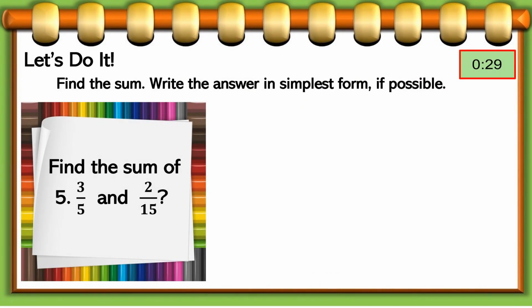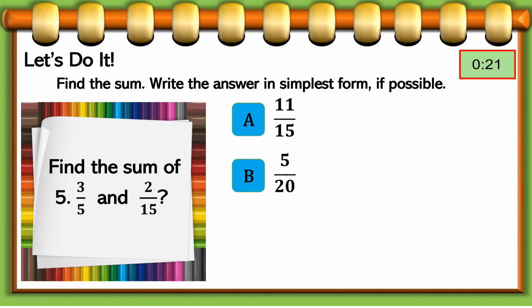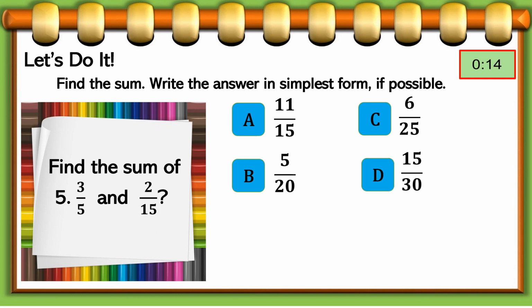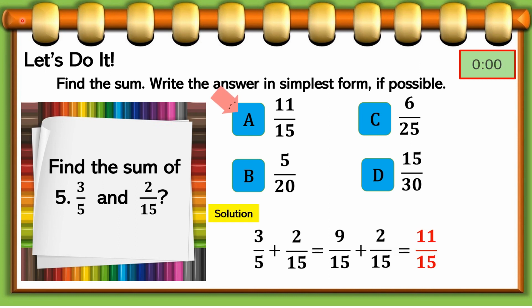And for the last question, find the sum of 3 over 5 and 2 over 15. A, 11 over 15. B, 5 over 20. C, 6 over 25. D, 15 over 30. The correct answer is letter A, 11 over 15.